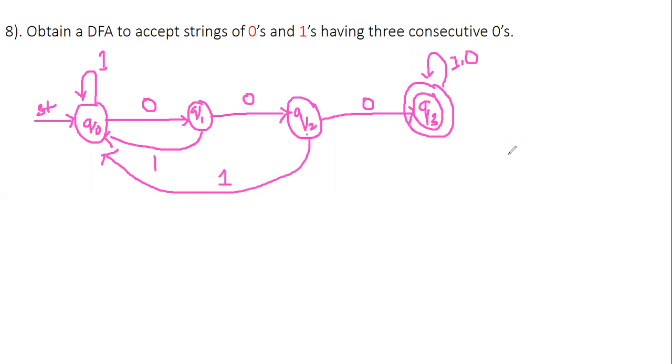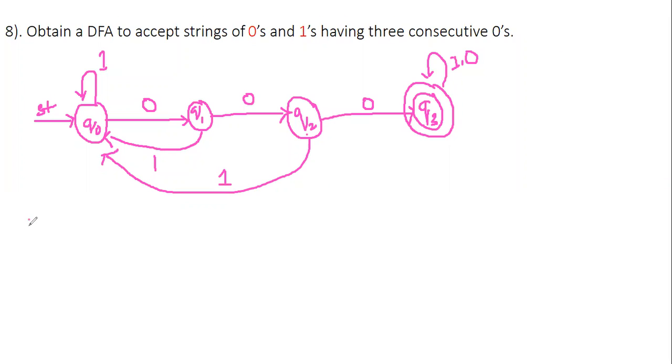For this DFA also, I'm not going to mention the delta function over here, because total 4 different states are available, 4 into 2, 8 delta functions I need to write over here. Instead of that, I'm writing the transition table. So you can start writing your transition function individually.